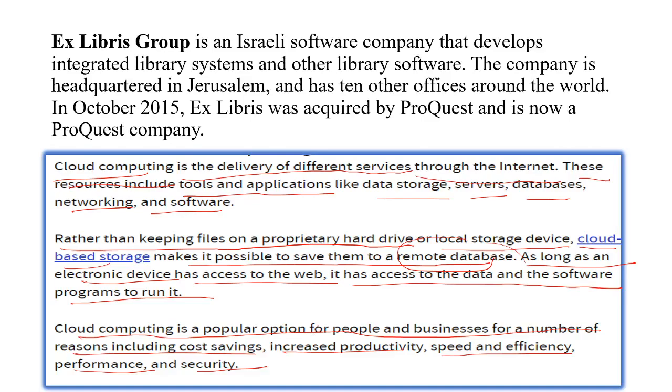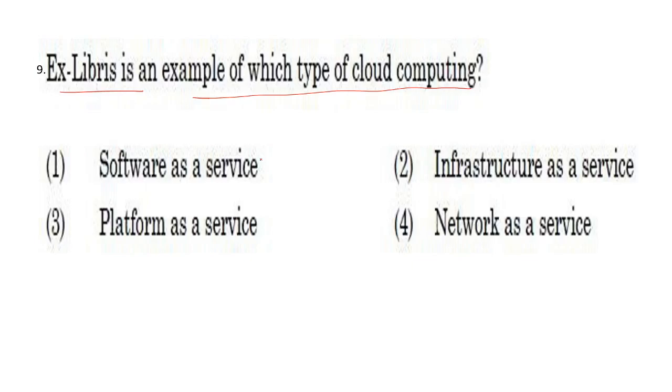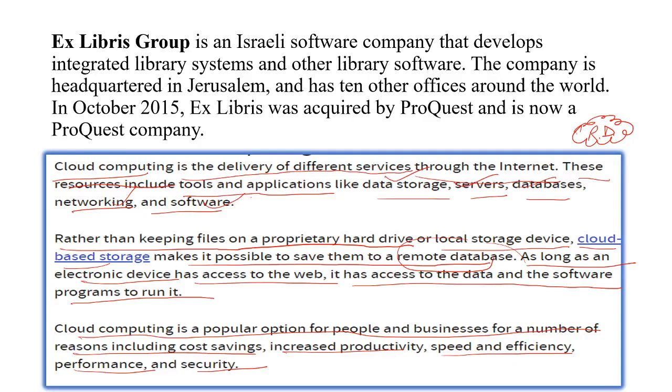So you understand? It is in the remote database. And what are the resources in it? It has the data storage, servers, databases, networking, and software. Okay, Ex Libris Group. As you see, Ex Libris Group is an example of which type of cloud computing? It is an example of software as a service. Okay, it is an Israeli software company that develops integrated library services and other library software. The company is headquartered in Jerusalem and has 10 other offices around the world. In October 2015, Ex Libris was acquired by ProQuest and is now a ProQuest company.